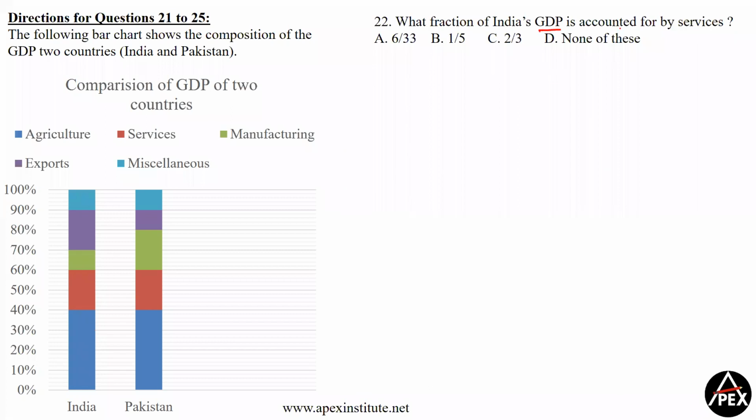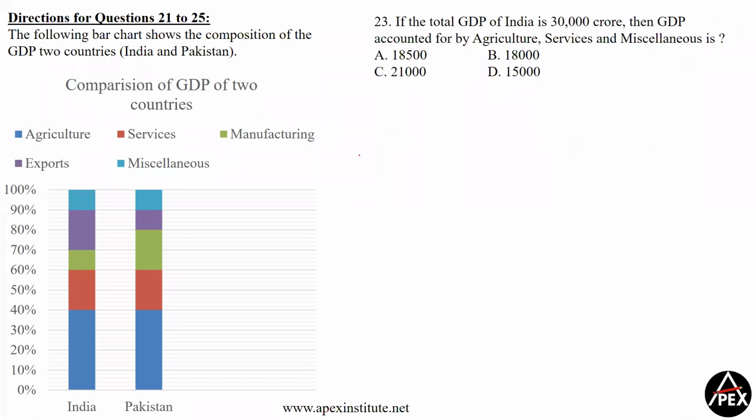Now coming to 22. What fraction of India GDP is accounted for by services? So for services, 20% of GDP, isn't it? So if I consider 100x to be the total GDP, out of this 100x, 20x will be for services, isn't it? So what is the fraction? 20x by 100x, 1 by 5. So the answer for this question will be 1 by 5. So option B.